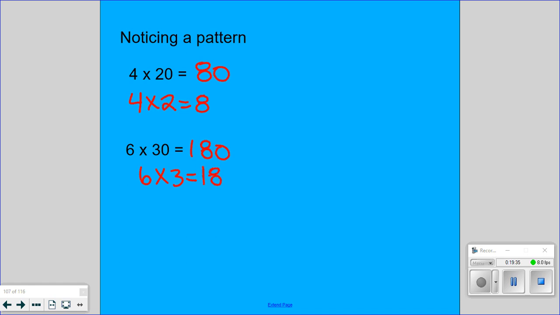What pattern are you noticing? What pattern are we noticing? Ariana, what are you noticing?